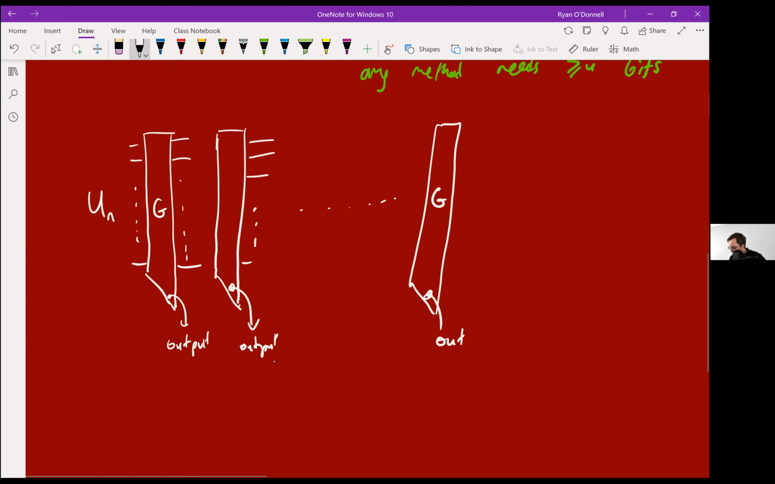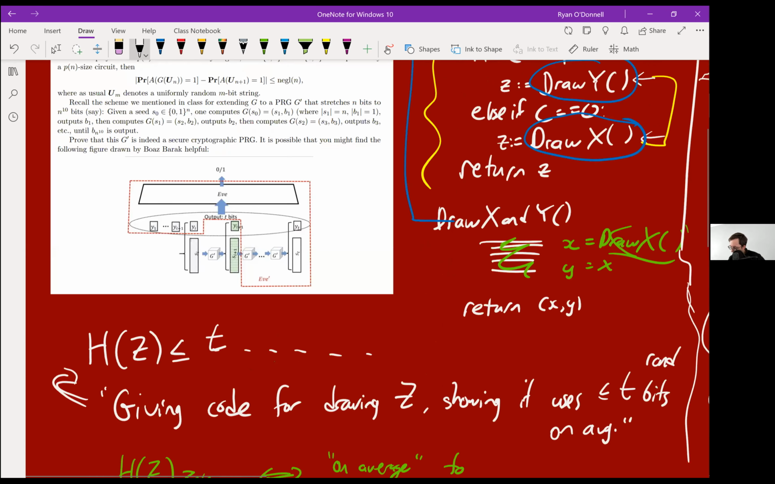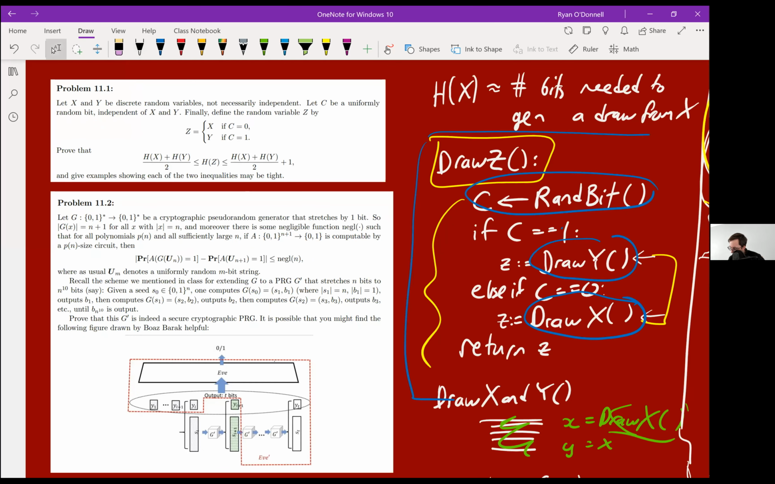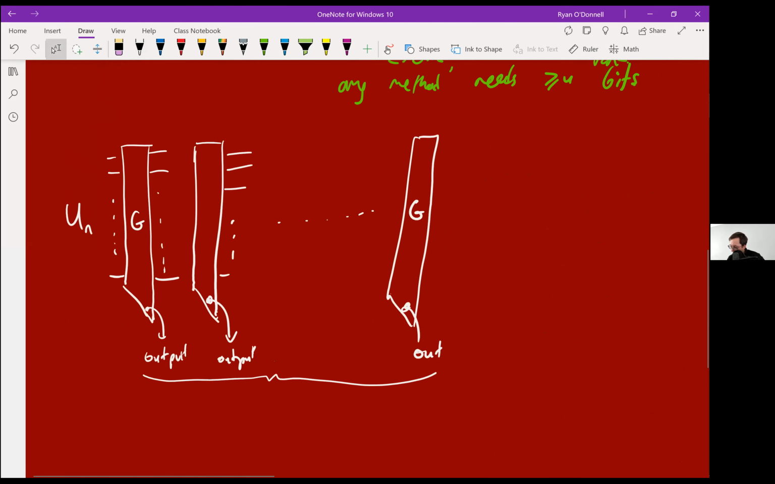Yeah, I forget what I called this length. I guess it's like... oh, I called it n to the 10. Okay, well, yeah, so this whole thing is like G prime. And maybe there's like n to the 10 output bits here.